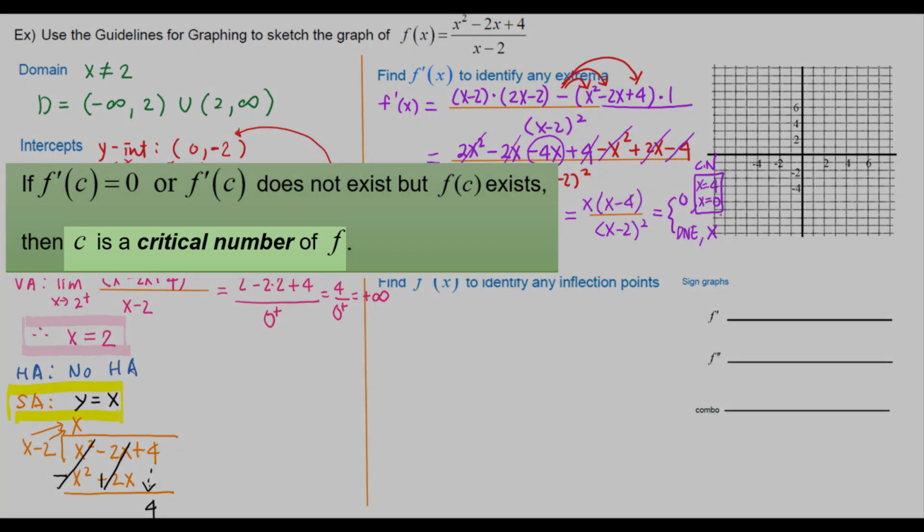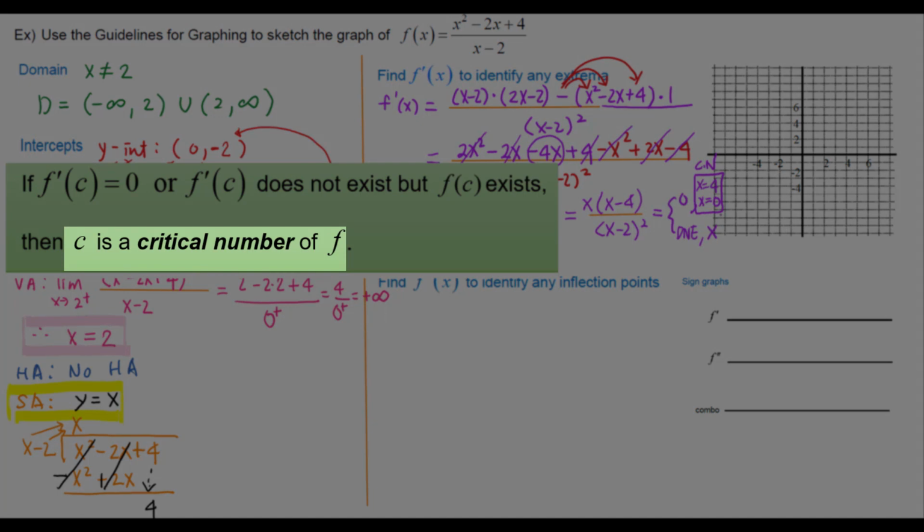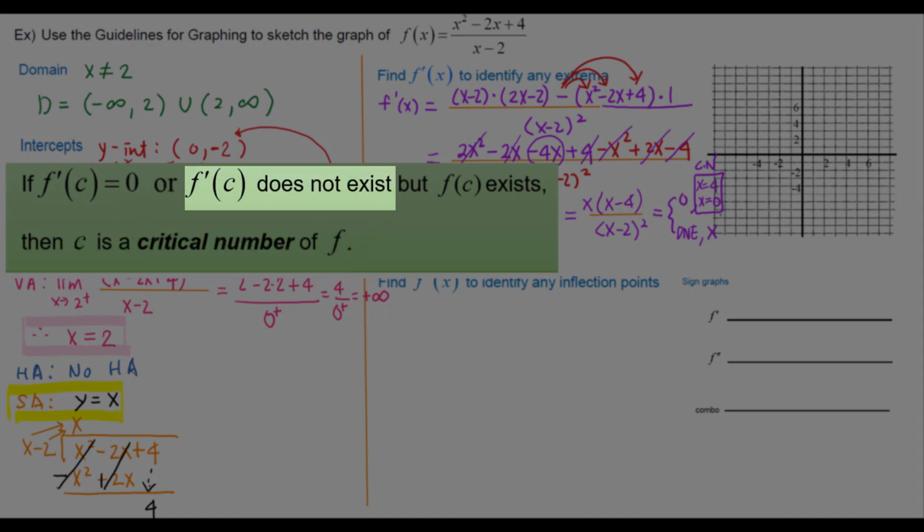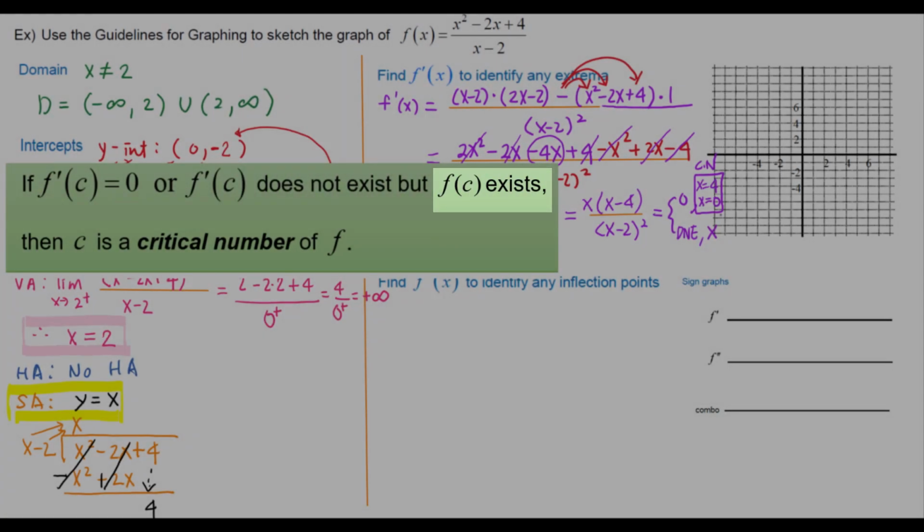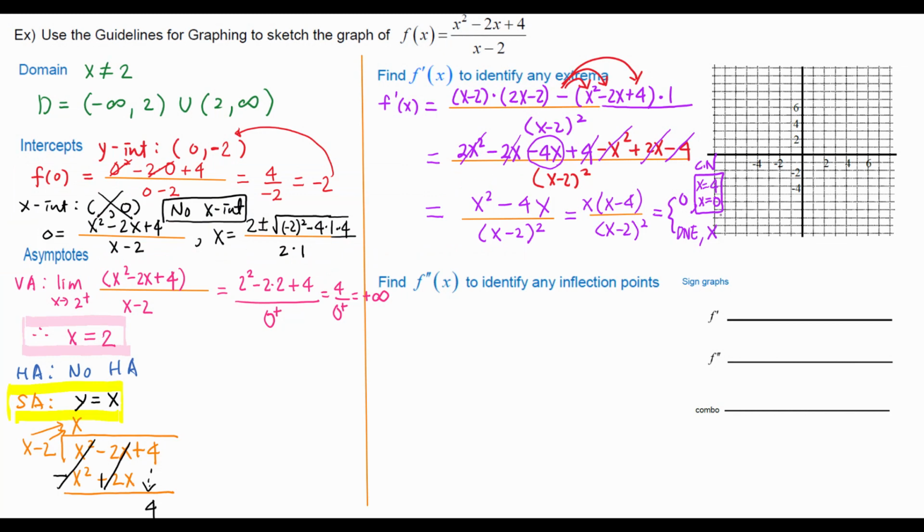So be careful. In order for x to be a critical number, in the case where f prime does not exist, that x has to be in the domain. If x is not in the domain, that means x is not even on the graph of your function, so it cannot be a critical number where your relative max or relative min happens. So we found the critical numbers.